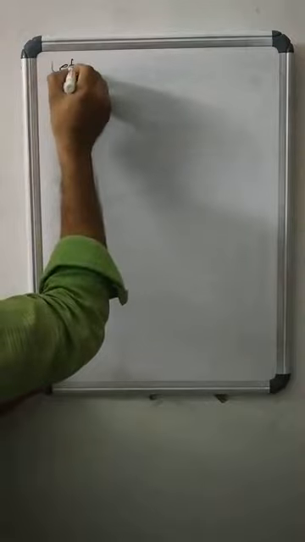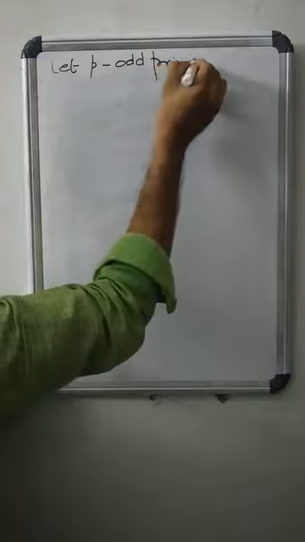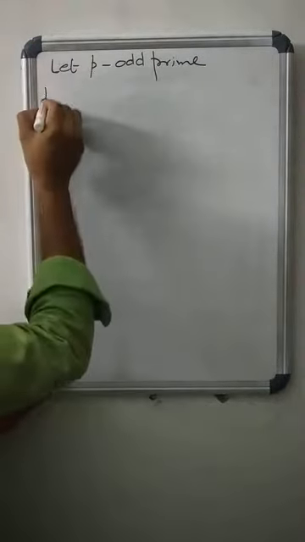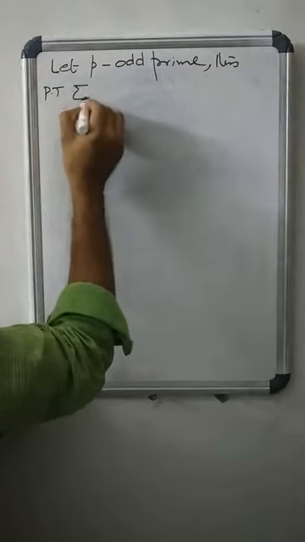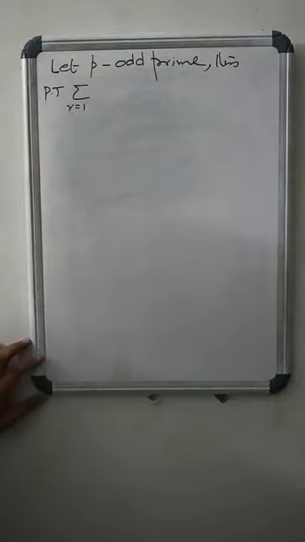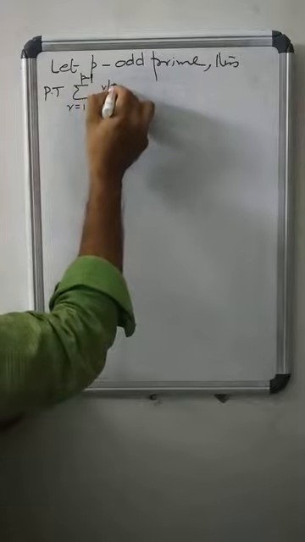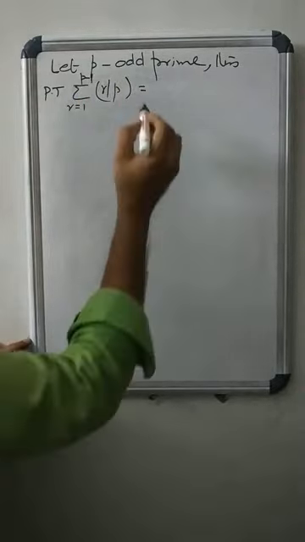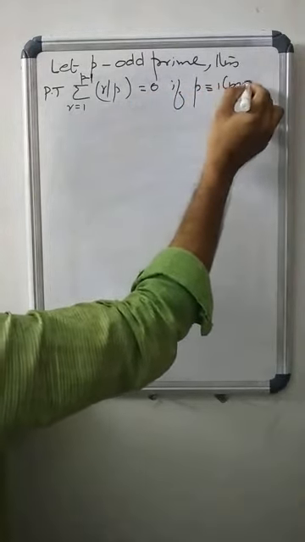Let p be an odd prime. Then prove that the sum over r ranging from 1 to p minus 1 of (r by p) equals 0 if p is congruent to 1 mod 4.